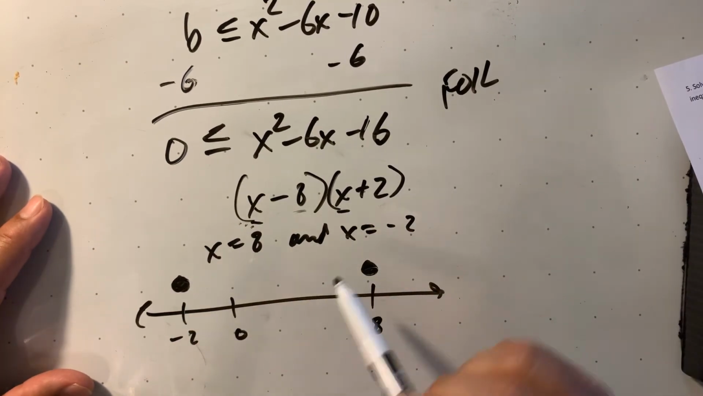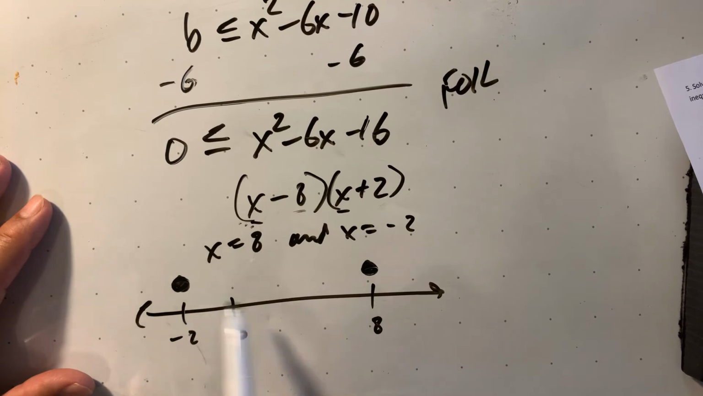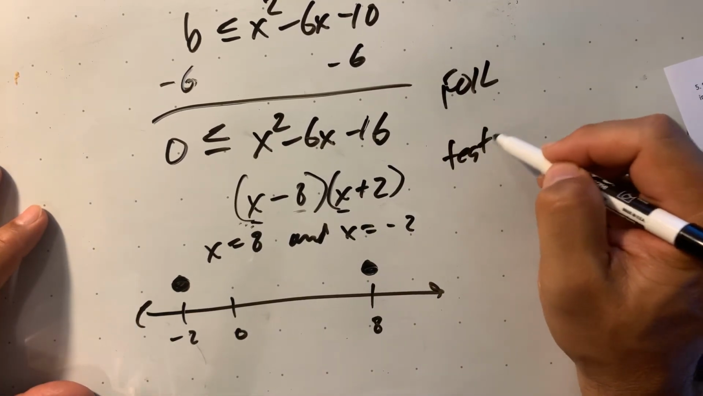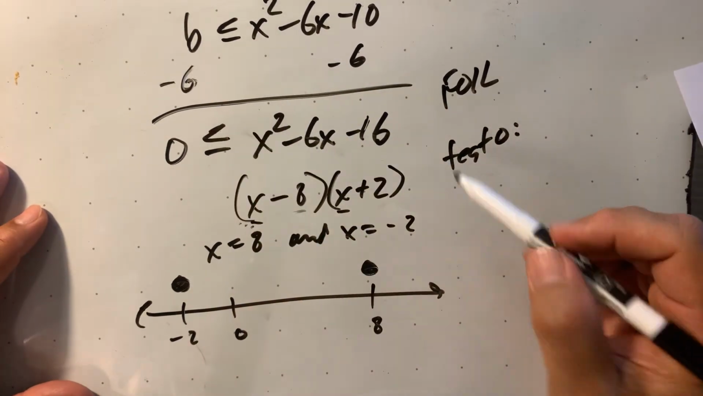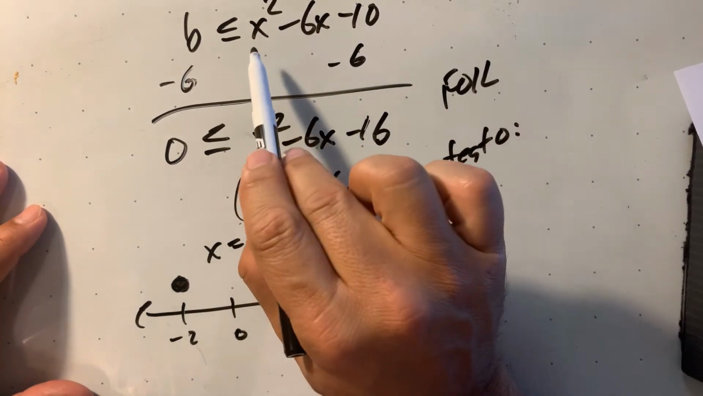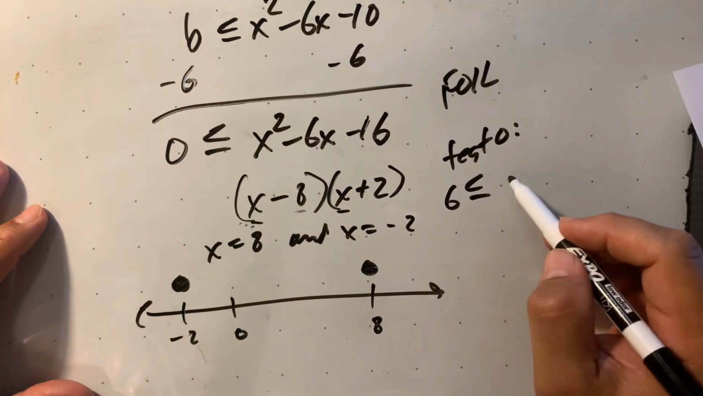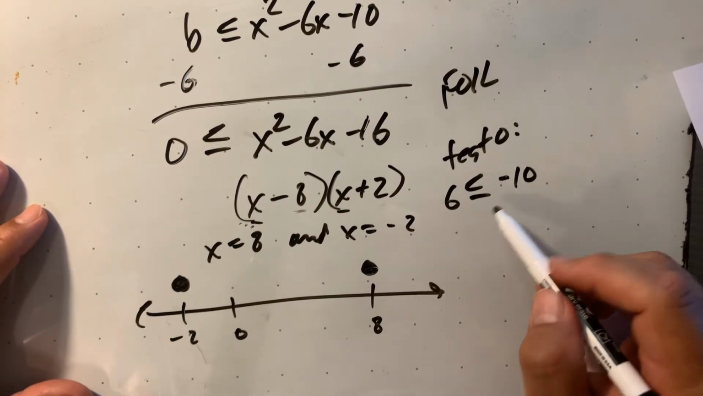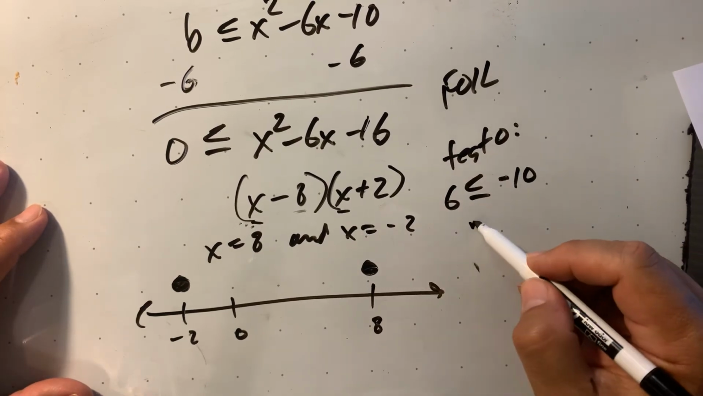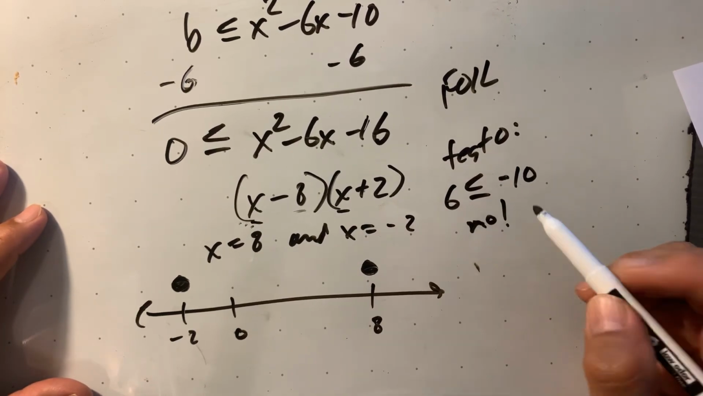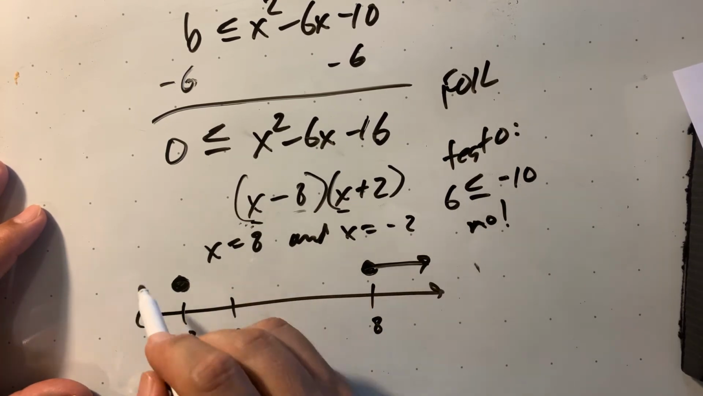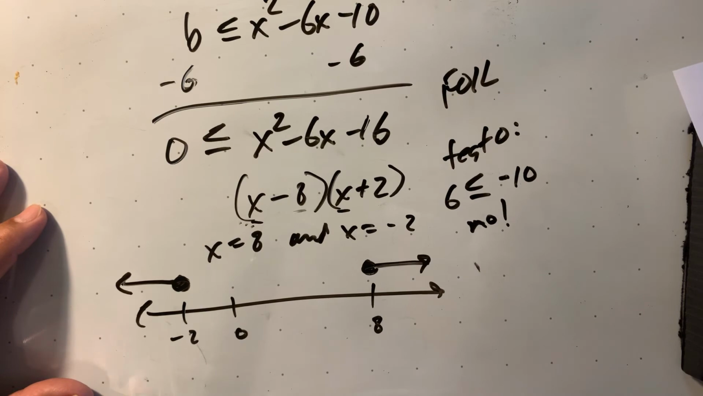Now I need to know whether to draw the line in between the dots or to go opposite directions. And so I'm always just going to test 0 to see what happens. So I have 6 is less than or equal to, if I plug 0 in, I'm going to get -10 on the right. So is 6 less than or equal to -10? The answer would be no. So since I tested 0, which is in between, and I got a no, I'm going to put my graph going the other direction. And then the last thing to do is to write your inequality statement.